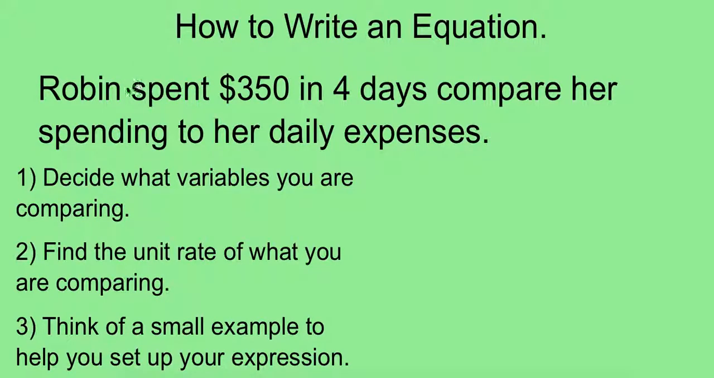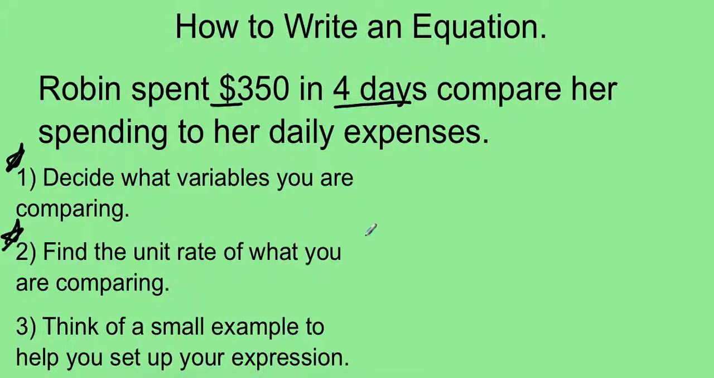So in this example, we have that Robin spent $350 in 4 days. So my first step is I want to see what we're comparing. Well, looking at this, it looks like we're comparing the amount of money to the number of days. So I already know I'm comparing money to days, and now I need to follow step 2. So I'm done with step 1. I need to work on step 2, which is finding the unit rate.